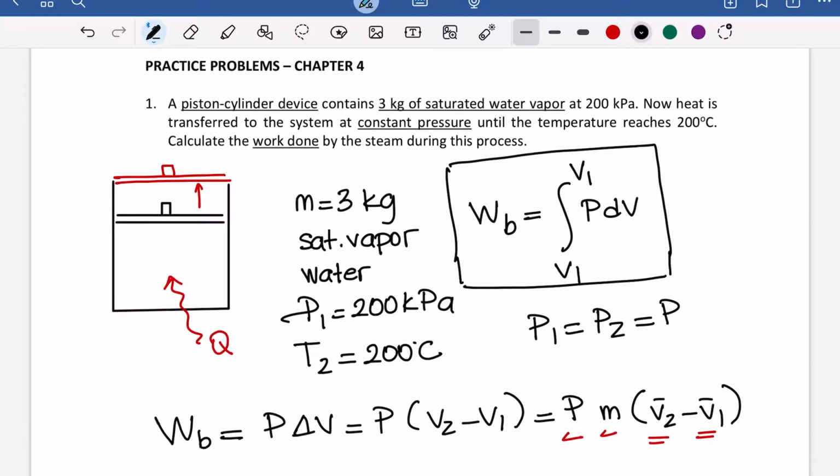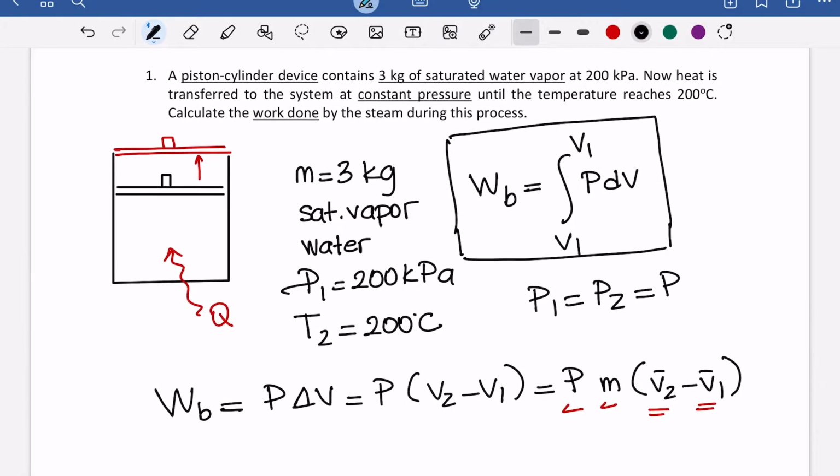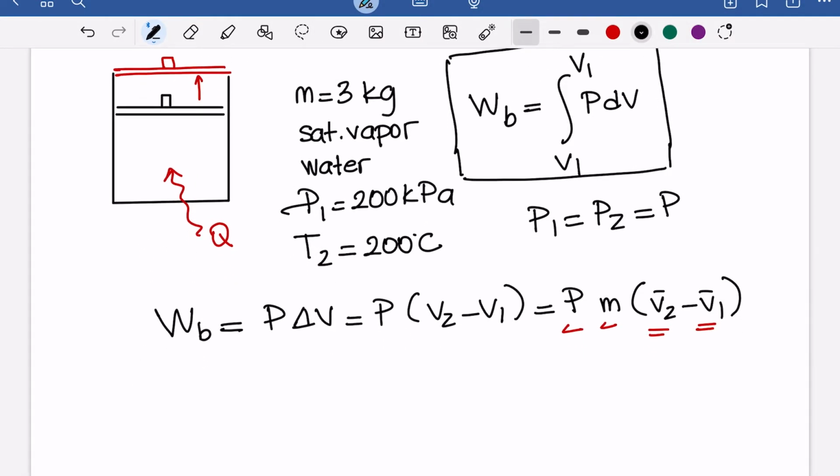Therefore, now the question is, how can I figure out the specific volumes? Specific volumes are intensive properties of our system, which is water, and we can look at the tables to read the properties of our system. So probably we will look at the tables, but the question is which tables we need to look at. So the first one is, if we analyze the first state, let's write it down.